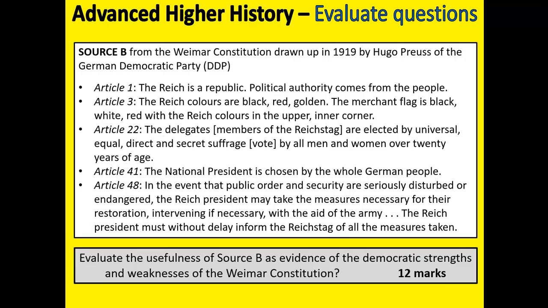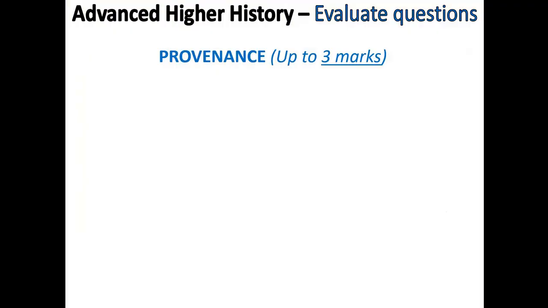Let's look at an example from the Weimar and Nazi Germany topic. This particular one discusses Weimar's constitution, specifically considering the democratic strengths and weaknesses of this document. We start off with our provenance points. Remember, we can gain up to 3 marks for this, talking about the author, the purpose of the source, and also its timing.